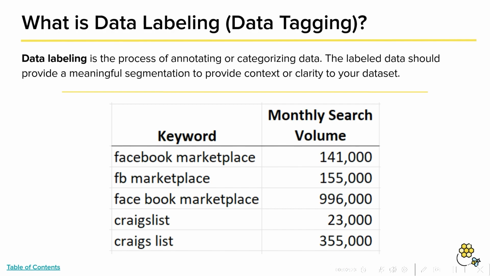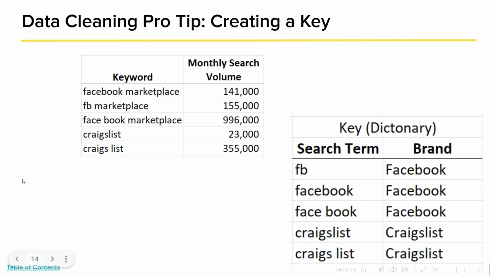However, what if the list is hundreds or even thousands of lines long? This is why I wanted to teach y'all this approach that I use when I'm tasked with labeling a large set of data in Microsoft Excel. What I do is I create a key, or some might call it a dictionary, that contains a mapping between terms and the label that I want to give it.